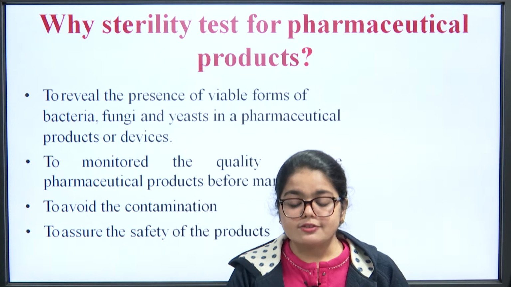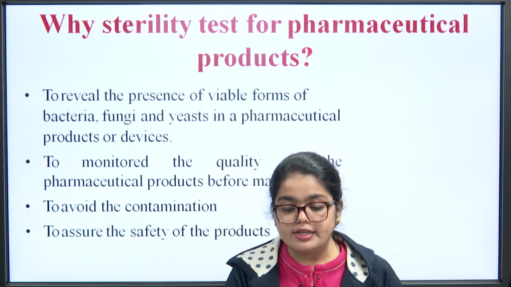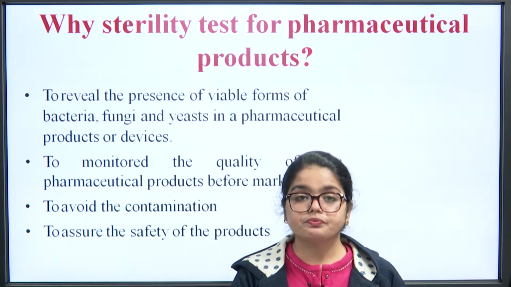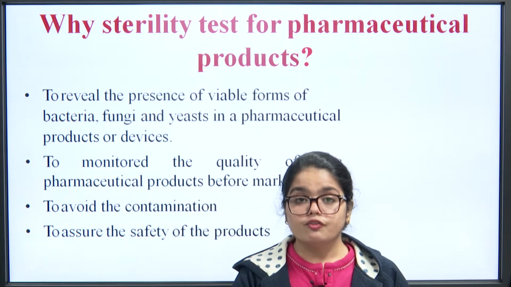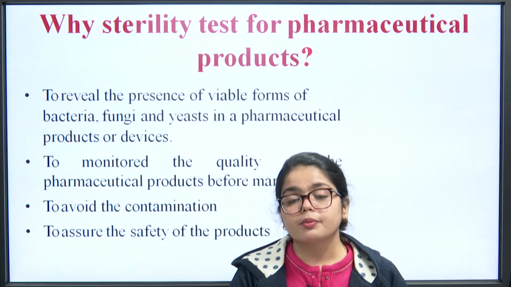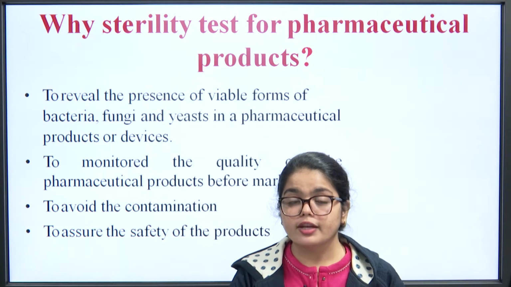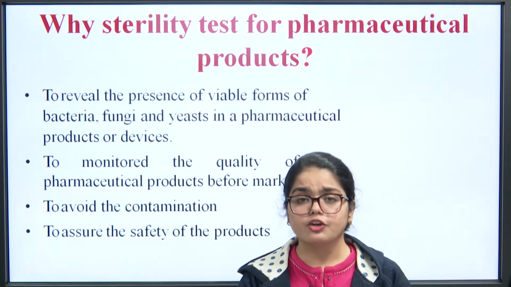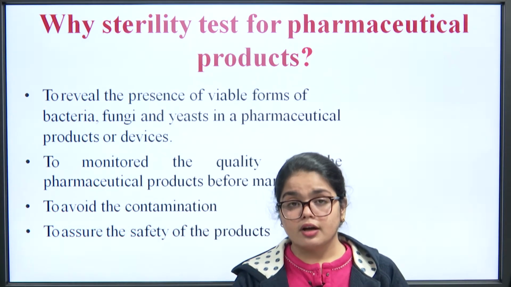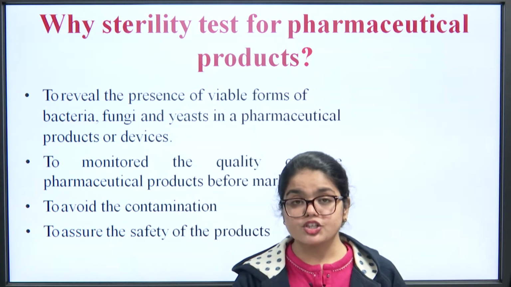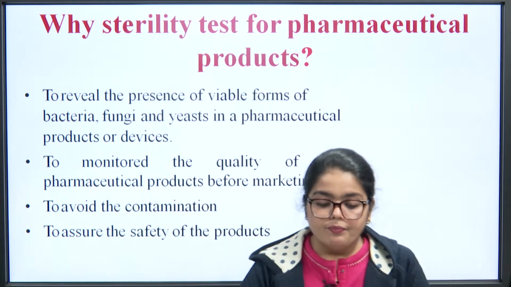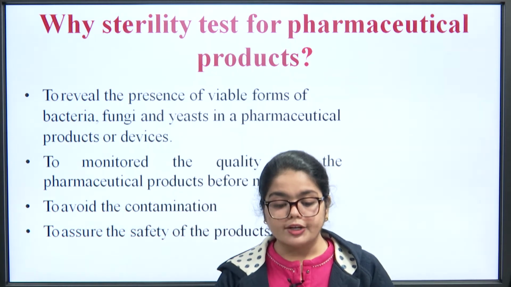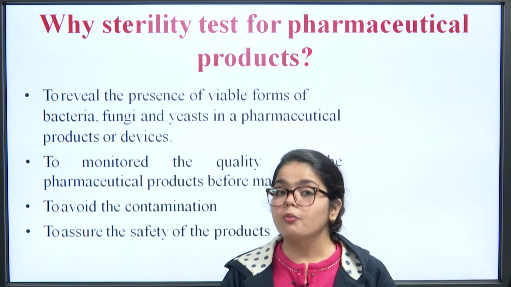The test is to reveal the presence of viable forms of bacteria, fungi, and yeast in a pharmaceutical product or device, to find out whether the particular preparation has a viable form of any kind of microbe. Viable means any living bacteria that will either grow or proliferate in the preparation, or may affect us. It is also to monitor the quality of the pharmaceutical product before marketing.